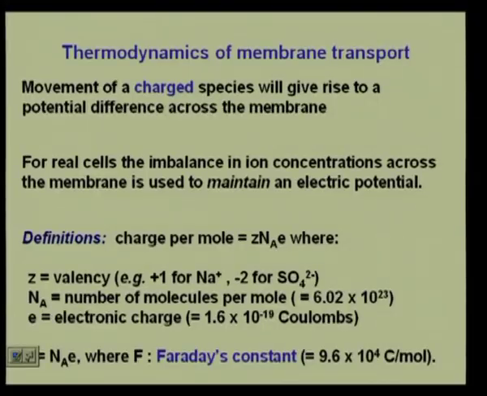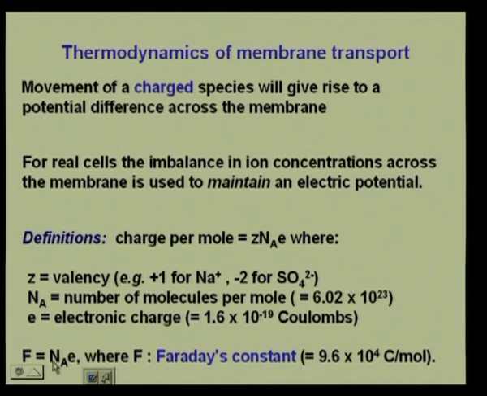Okay? So, when we have the movement of these charged species, it will give rise to a potential difference across the membrane, right. Due to the potential difference, there is going to be an imbalance of ion concentrations across the membrane. So, we have to have an electric potential. Now, these are just basic definitions which you all know. You have a Z. What is the Z? Z is the valency. You have Na, which is the Avogadro's number, and you have e, which is the electronic charge. And we have this F. What is F? F is Faraday's constant, that is Avogadro's number times the electronic charge. So, basically what we are saying now is, when I do not have just a concentration difference, but I also have the transport of a charged species, I have to consider an additional electrochemical potential.